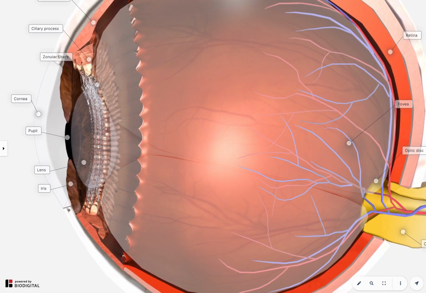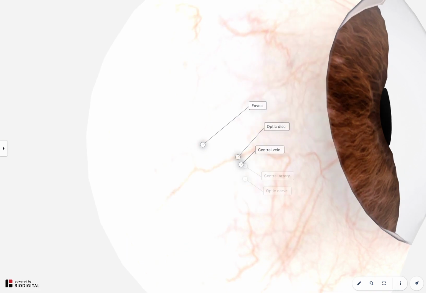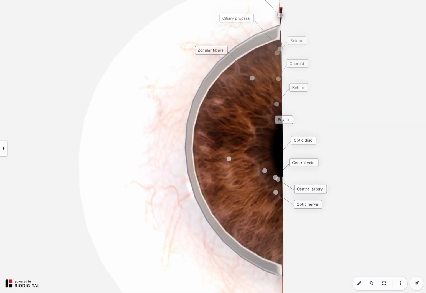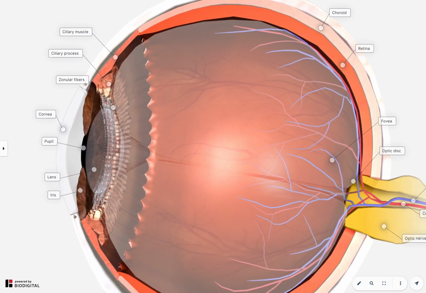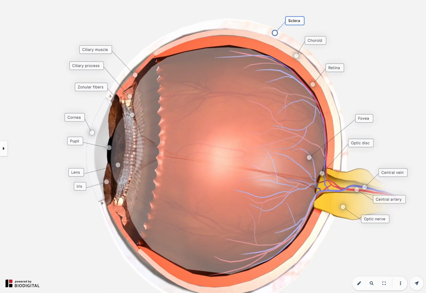So this is the coronal section of the eyeball. See over here, it's cut in half and you can see the inner parts. First of all, the outermost layer is the sclera, which is a fibrous tough layer that acts as protection for the eye, followed by the choroid, which is the blood supply layer of the eyeball. Then moving on, you have the retina inside.